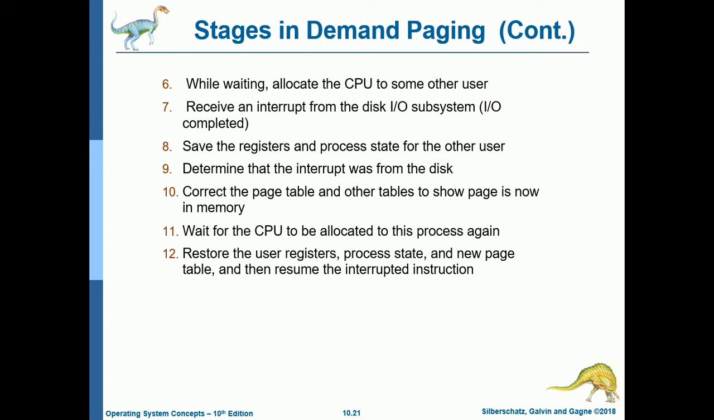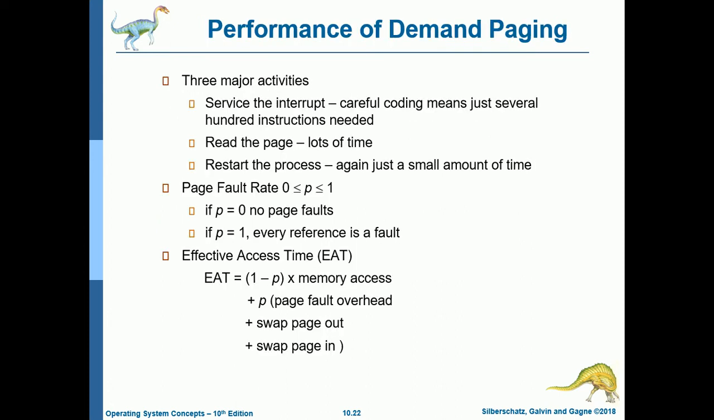And then number 12, restore the user registers, process state, and a new page table, and then resume the interrupted instruction. So, performance of demand paging. There are three major activities. Number 1 is service the interrupt. Careful coding means just several hundred instructions are needed. Then next is read the page, so it takes a lot of time. And then restart the process again, which takes just a small amount of time.